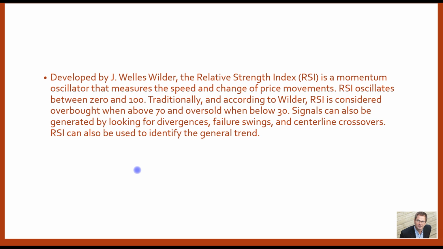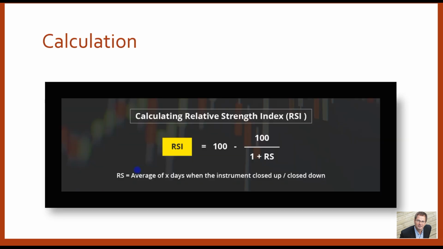Now, please don't mix up overbought and oversold with buy and sell. An overbought market can remain overbought for quite some time, and an oversold market can remain oversold for quite some time. Signals can also be generated by looking at divergence, failure swings, and centerline crossings. RSI can be used to identify a general trend.